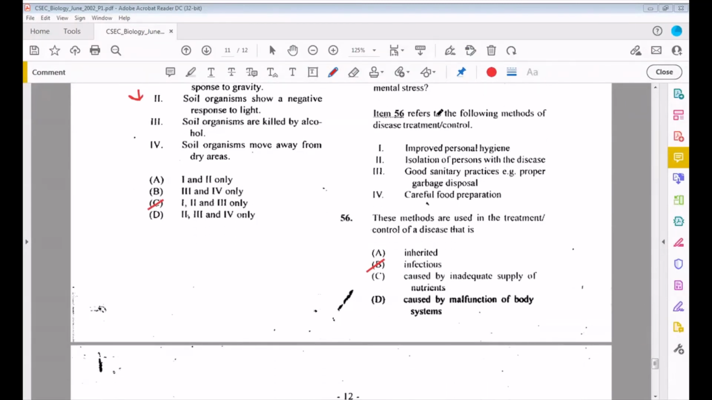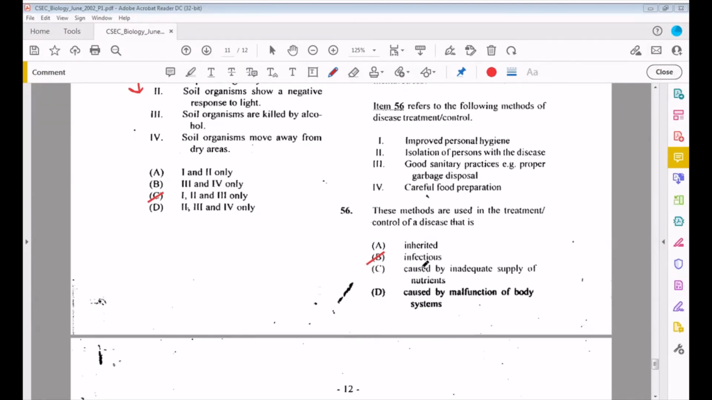Item 56 refers to the following methods of disease treatment or control. These methods are used in the treatment or control of a disease that is B, infectious. So let me read it. 1. Improved personal hygiene. 2. Isolation of persons with the disease. 3. Good sanitary practices, for example, proper garbage disposal. And 4. Careful food preparation. So all of these would be methods of treatment or control for B, infectious diseases.